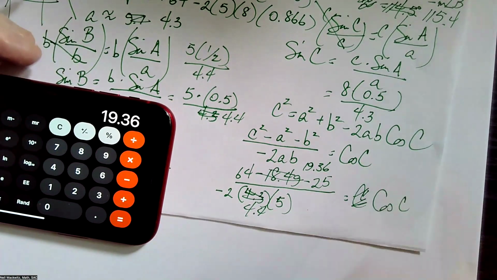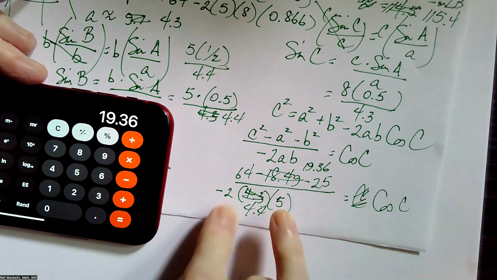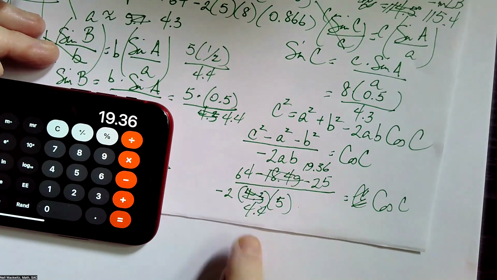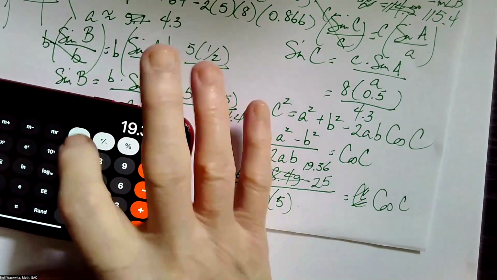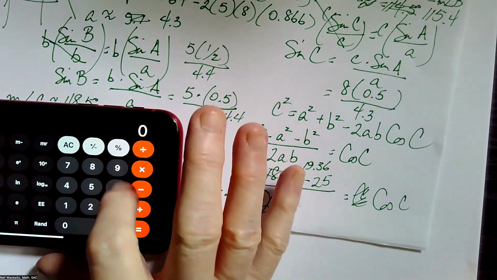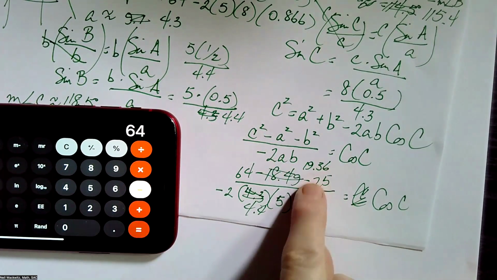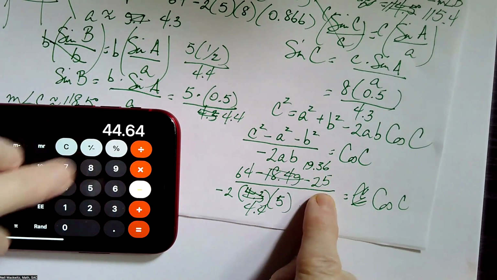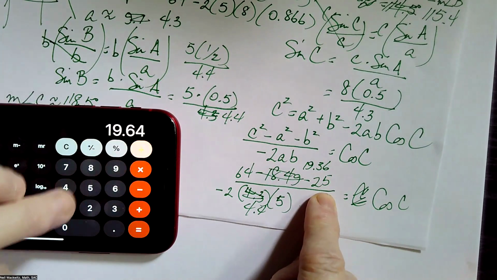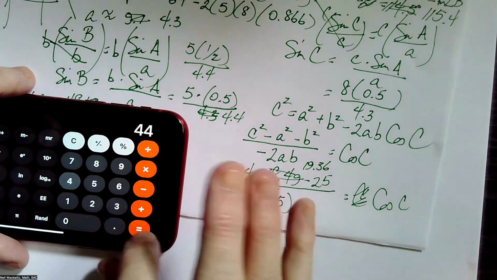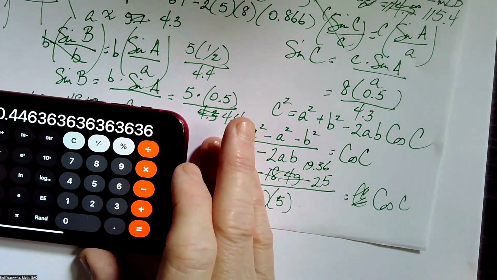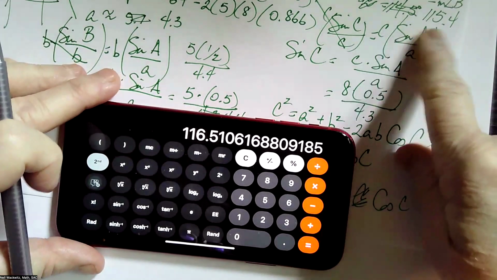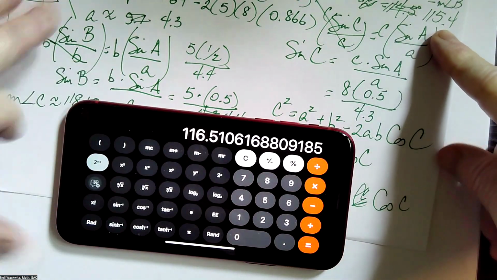And oh, this is easy. 2 times 5 is 10. 10 times 4.4 is 44. So let's divide this top value by 44 and then negate it. So we have 64 minus 19.36 minus 25 divided by 44, negate it, inverse cosine. We still get bigger than the one that we found, but within a degree.